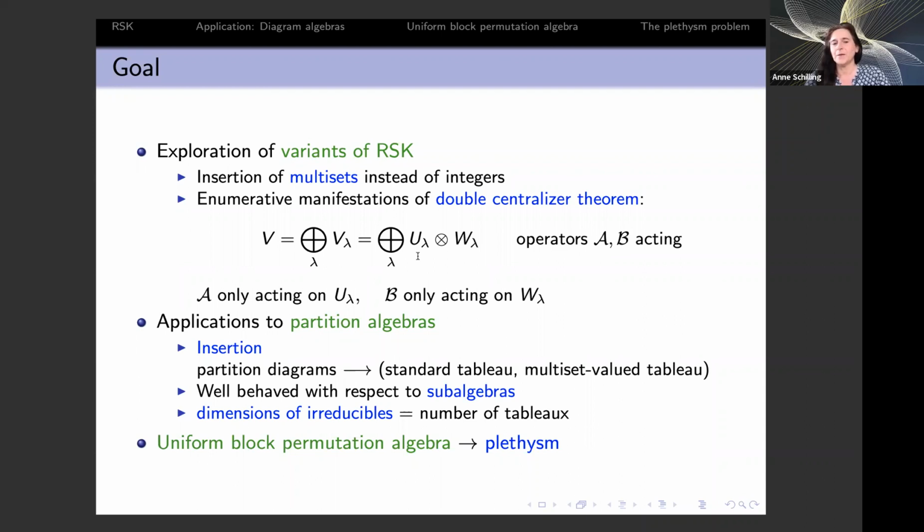At the very end of the talk, I want to look at another subalgebra of the partition algebra, called the uniform block permutation algebra, or sometimes the party algebra. We will see that there's a relation to plethysm. Then I will circle back to my first talk, where we talked a lot about crystal bases, and I will pose an open question related to this. So that's the plan of the talk.